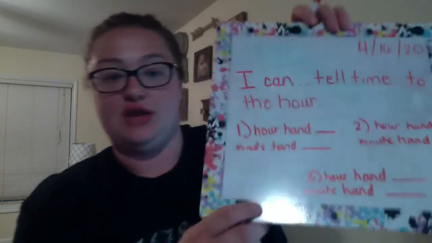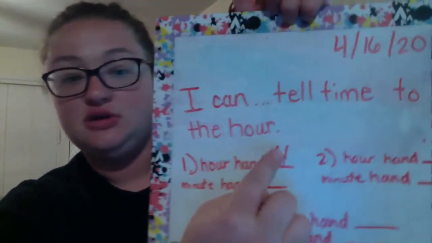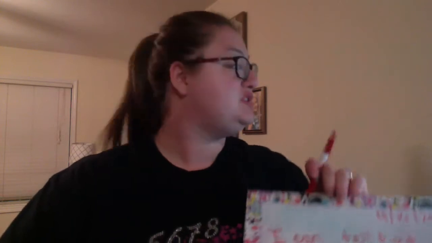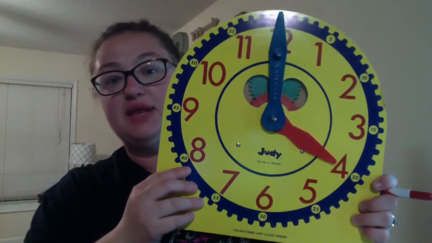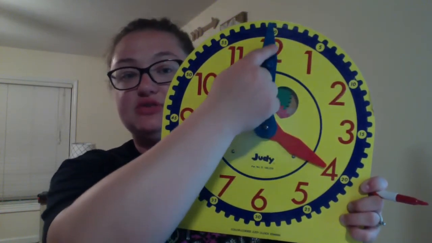So on my paper or on your screen, either way, and I've got them written out right here, I'm going to be working with number 1. So on my first blank by hour hand, I'm just going to write the number 4 because that's what the hour hand was pointing to. And now it wants to know the minute hand. What is that minute hand pointing to? The minute hand is the long hand. The long hand is pointing to the 12. So on that second blank, you're going to write 12.